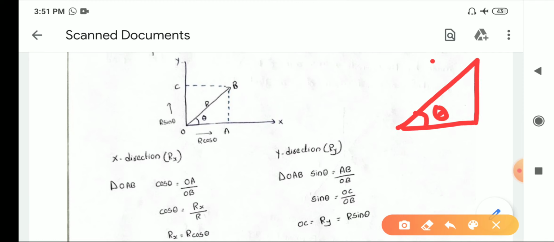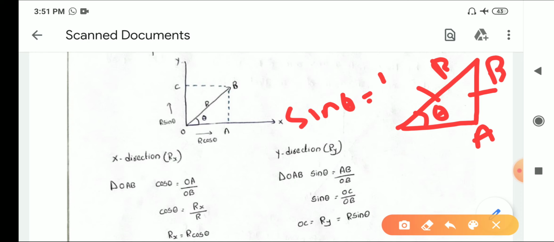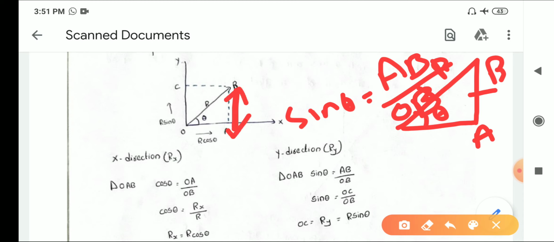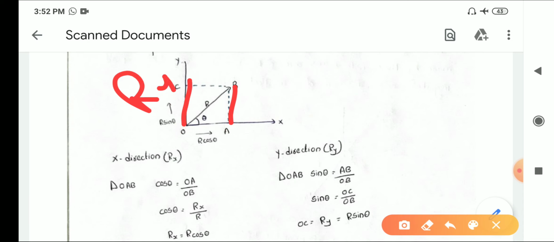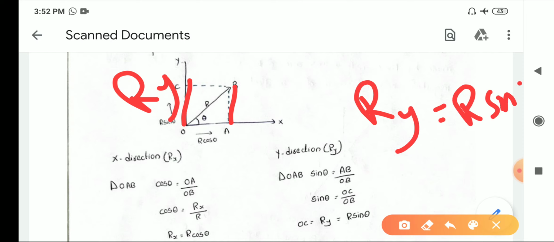Similarly, to calculate in y direction, I am considering the sin theta value. Sin theta means opposite by hypotenuse. What is the opposite side? AB. So sin theta is equal to AB by hypotenuse OB. We know AB value is nothing but the component of R in y direction. As it is a rectangle, opposite sides are equal. So AB is equal to this component, which is Ry. So Ry is equal to R sin theta.